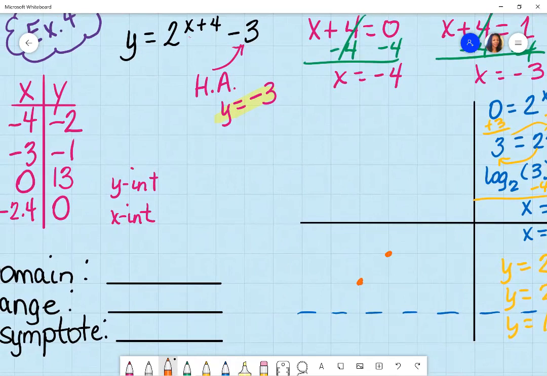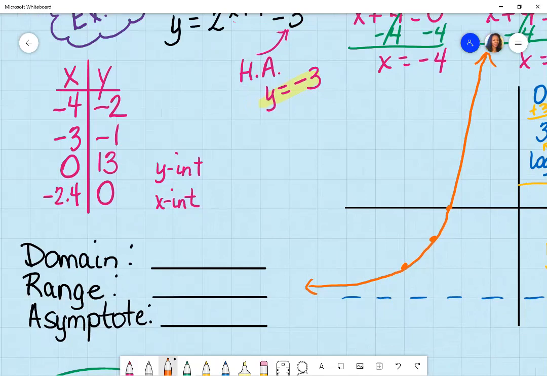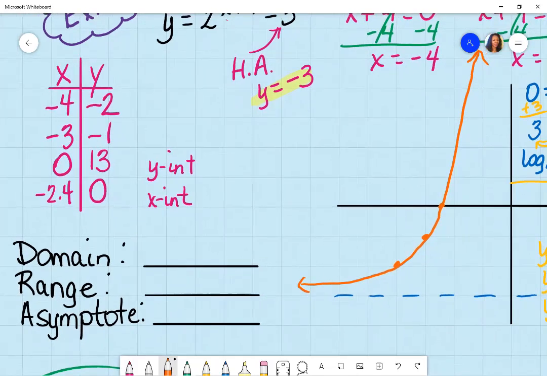0 and 13 is going to be way off my graph. -2.4 and 0, so somewhere in here. And now if I connect those, it's going to be an exponential graph that's going towards that 13 for my y-intercept. And that's what the graph looks like. So now I'm asked to also find the domain, range, and asymptote.